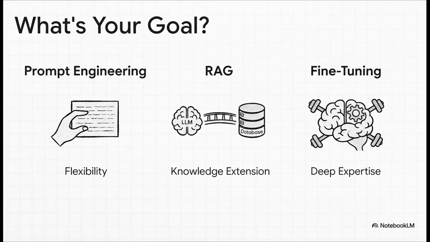So really, it all boils down to what you're trying to do. If you need flexibility and fast results, you use prompt engineering. If you need to extend the model's knowledge with new, external data, RAG is your tool. And if you need to bake deep expertise right into the model, you're looking at fine-tuning.